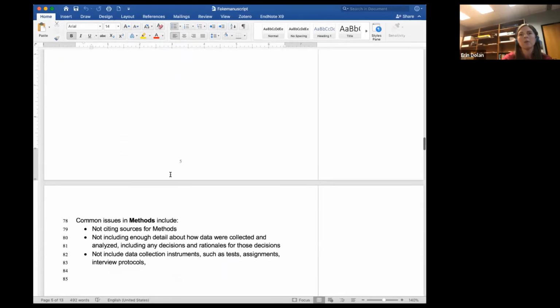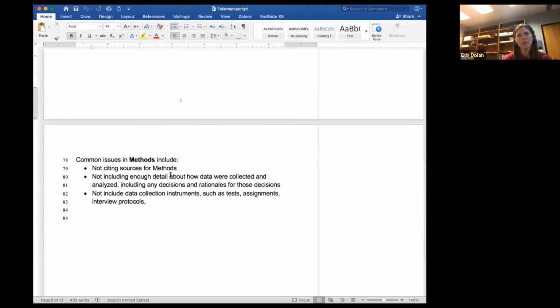And I'll explain a few common pitfalls. So common issues that we see in the methods are not citing sources. And of course, sometimes you have to develop your own methods in doing research. But there are established methods for carrying out a lot of this work that gets published in LSE. So I'd recommend citing sources and using those sources as evidence for particular methodological decisions or study design decisions.